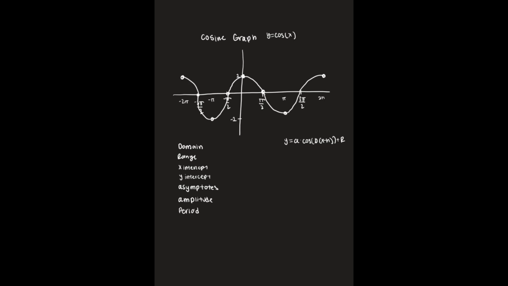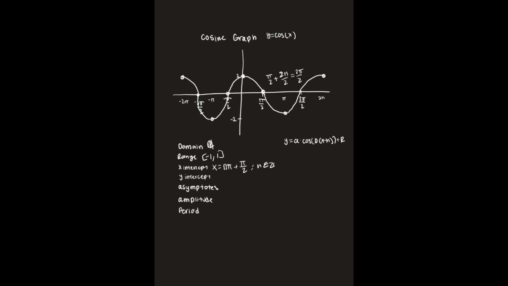So look at the domain. It's all real numbers, just like sine, and it has the same range, but its x-intercepts are different. It's x equals n pi plus pi over 2. And so if you look at this is pi over 2, and essentially you're just adding pi every single time, making it 3 pi over 2.